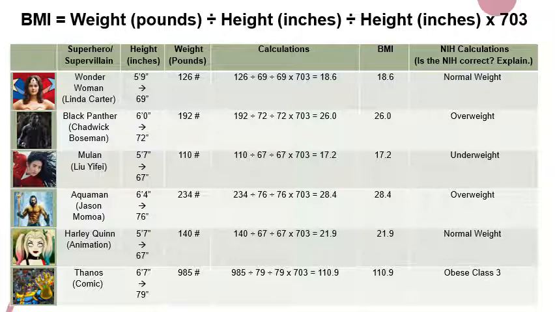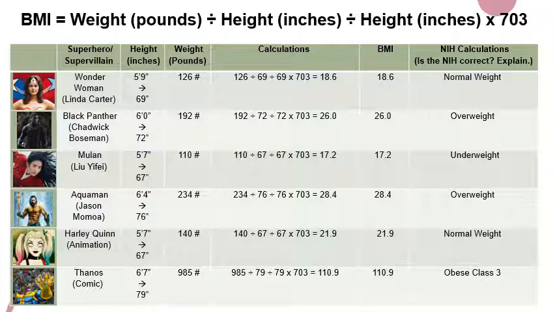Aquaman. He's 6 feet and 4 inches. So let's change that into total inches. 6 times 12 plus 4 equals 76 inches. So let's look at the calculation. 234 pounds divided by 76 inches divided again by 76 inches times 703 equals 28.4. So since his BMI is 28.4, he's also considered overweight, just like Black Panther is. So do you really consider him to be overweight, or did he just get bulk from the movie?